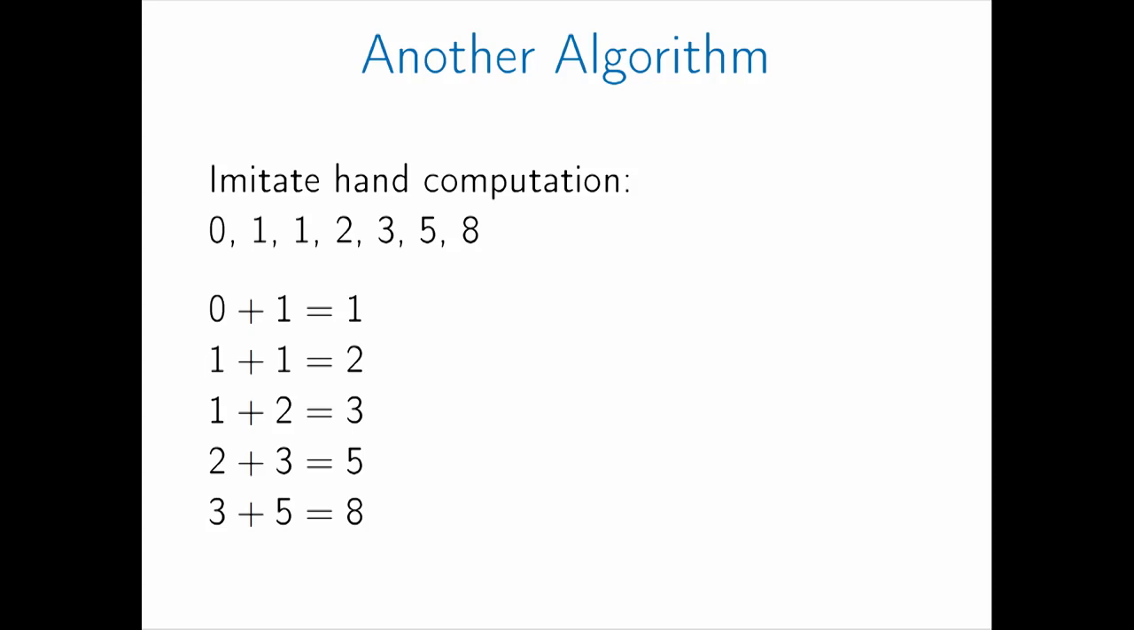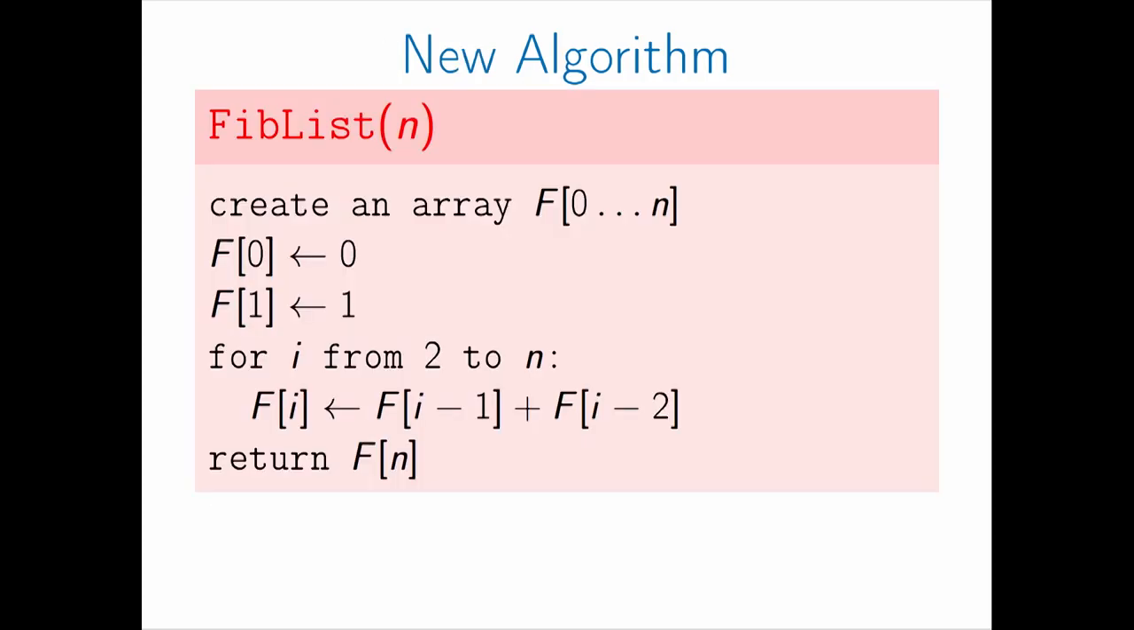So let's see how this algorithm works. I need to create an array in order to store all the numbers in this list that I'm writing down. The 0th element of the array gets set to 0. The first element gets set to 1. That sets our initial conditions. Then as i runs from 2 to n, we set the ith element to be the sum of the (i minus 1)st and (i minus 2)nd elements. That correctly computes the ith Fibonacci number. Then at the end of the day, once I've filled out the entire list, I return the last element, F of n.